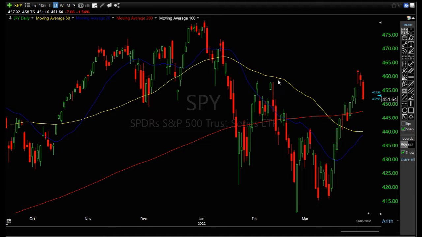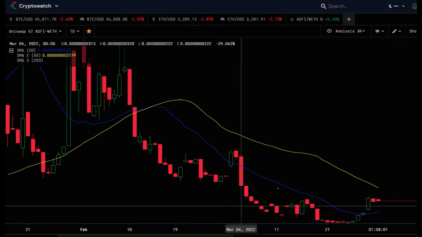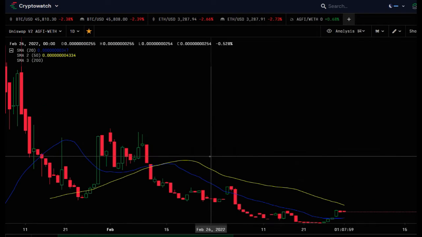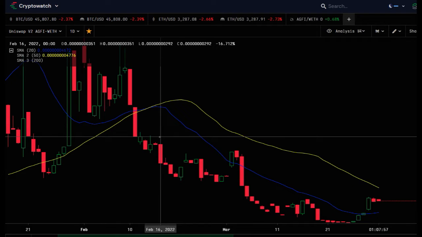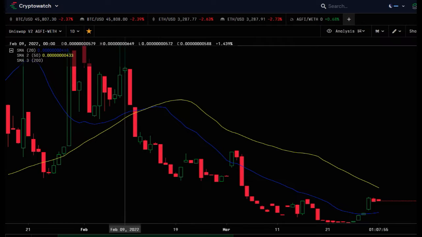Now, why did I start off with this chart? Remember, the main equity markets will set the tone for the crypto. So let's take a look at this is our own AF. We'll come back to this in a moment. Let's start with Ethereum.